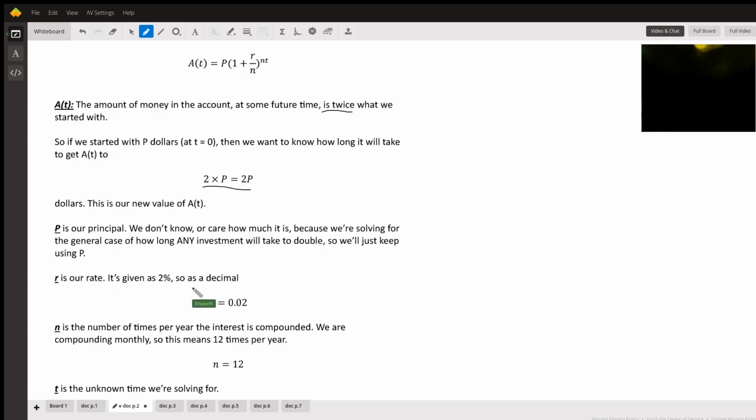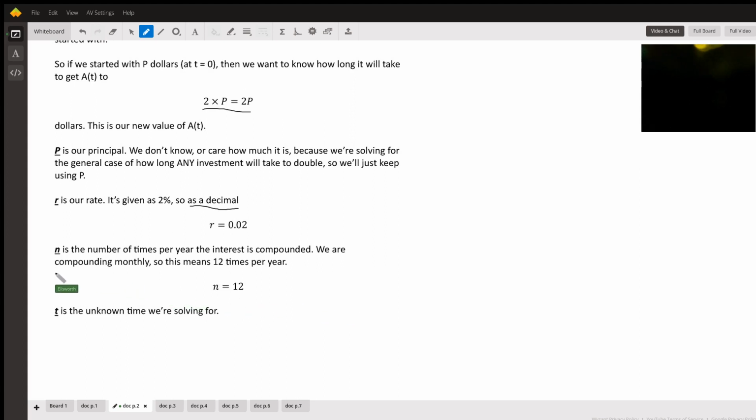R is our rate. So as a decimal, R is going to be 0.02. And the number of times per year we compound it: monthly. Last I recall, there are 12 months in a year. So it's going to be 12. We're going to compound it 12 times every year. And T is the unknown time we're looking for.